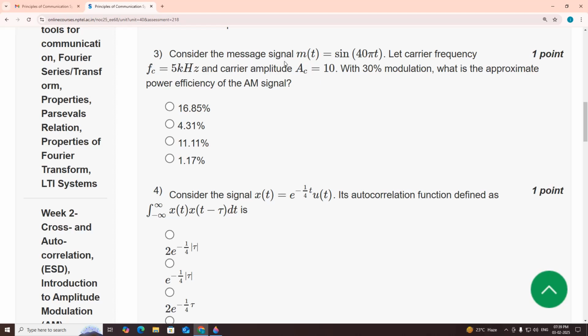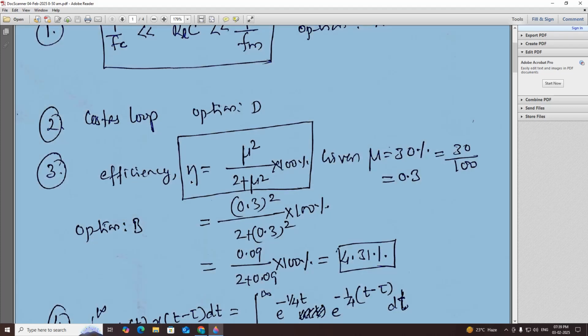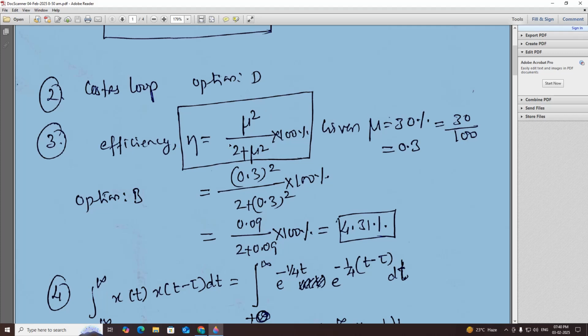Coming to the third one, consider the message signal m(t) = sin 40 pi t. Let the carrier frequency fc be 5 kilohertz and the carrier amplitude Ac equal to 10 with 30% modulation. What is the approximate power efficiency of the AM signal? Power efficiency eta is mu squared divided by 2 plus mu squared, where mu is the modulation index, 30%, which is 0.3. So 0.3 squared divided by 2 plus 0.3 squared gives 0.09 divided by 2.09. Multiplied by 100, you get 4.31%. So the answer is option B.